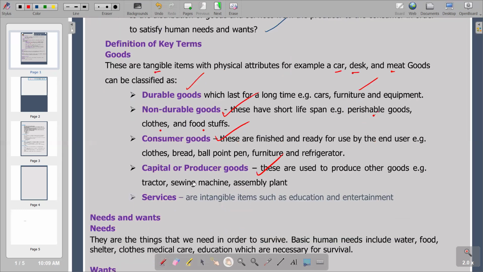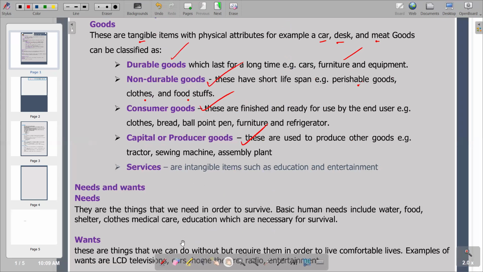Then lastly, we have services as a term. Services are the intangibles. Remember, on goods we were talking about tangibles, whereby we classified goods as durable goods, non-durable goods, consumer goods, and capital goods. These are all examples of goods. On the other hand, we have services, which are intangible items such as education and entertainment. Services are those that we cannot see and touch.